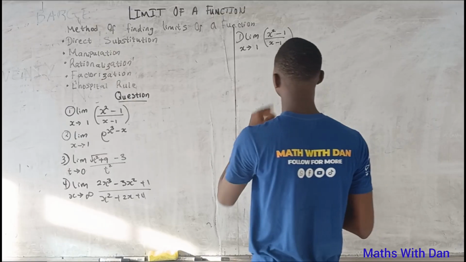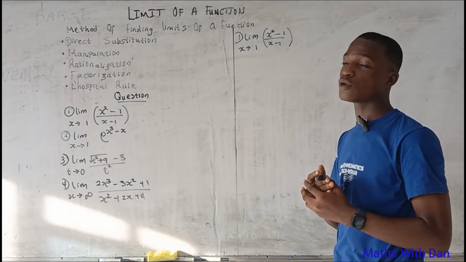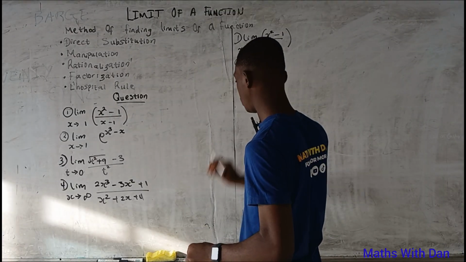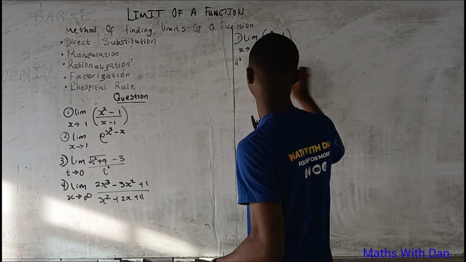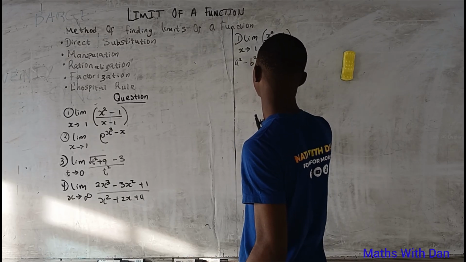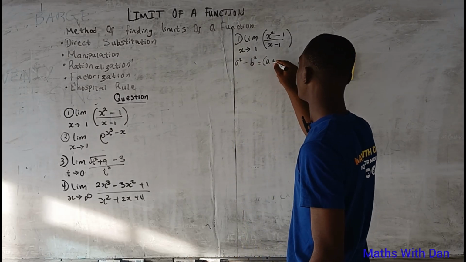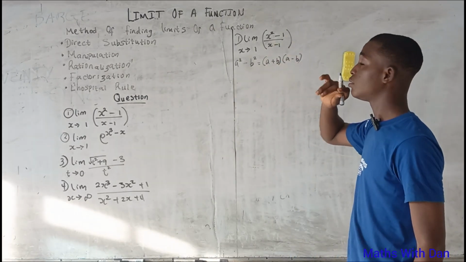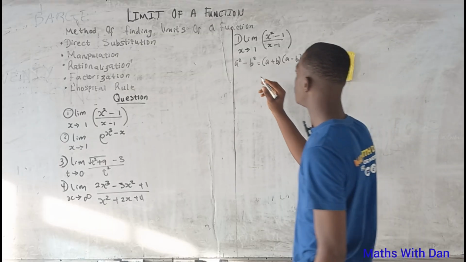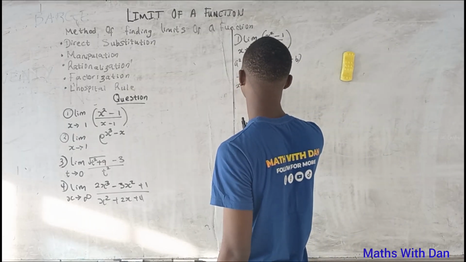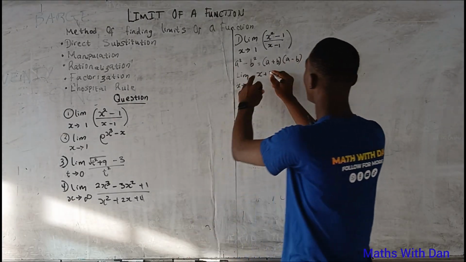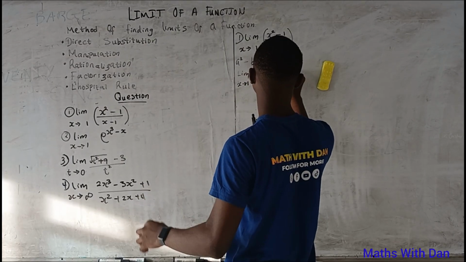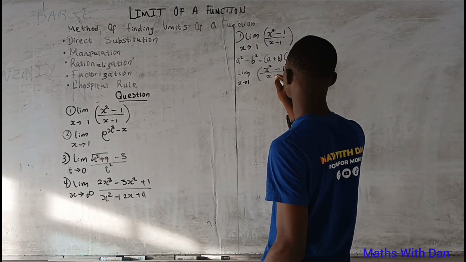So we have limit of x approaching 1 of x squared minus 1. There's something we call the difference of two squares: a squared minus b squared is the same thing as a plus b, open bracket, a minus b. This is an identity, right? So we are going to apply it to the function given to us. This can also be written as x squared minus 1 squared over x minus 1.